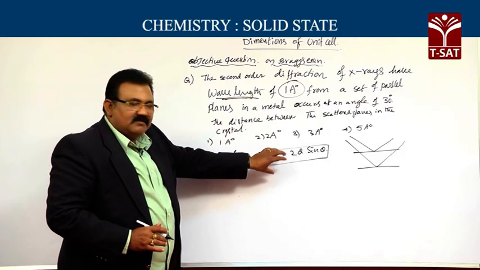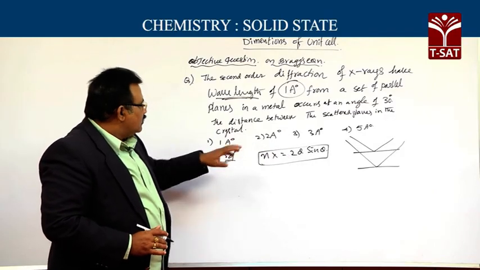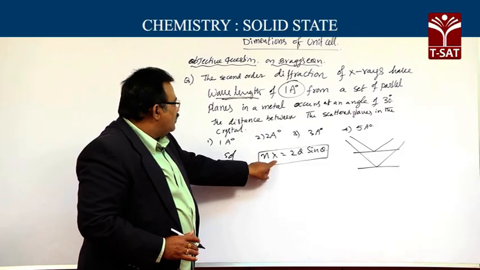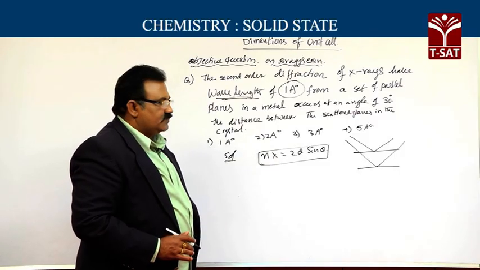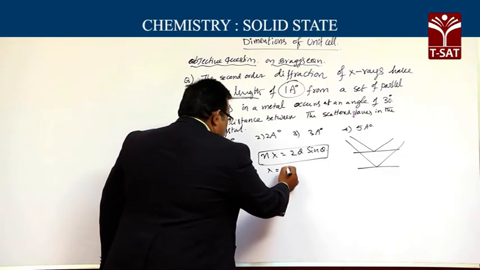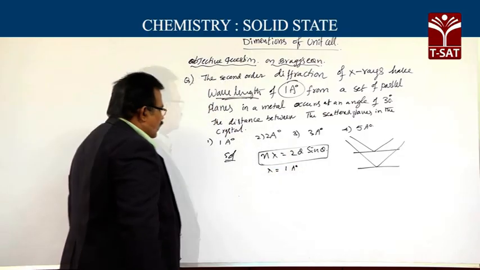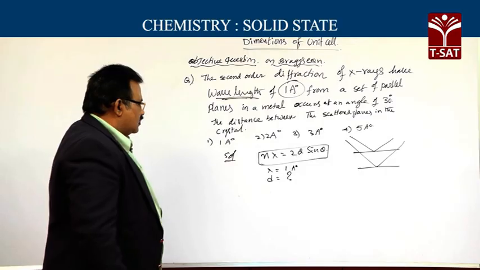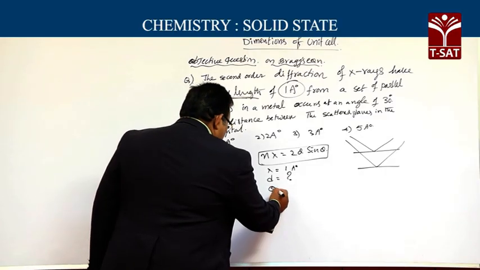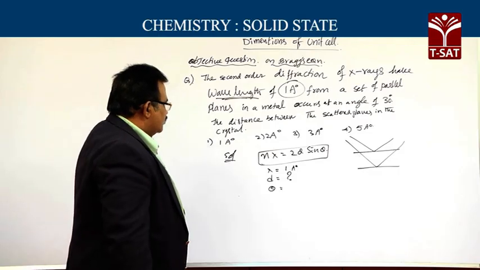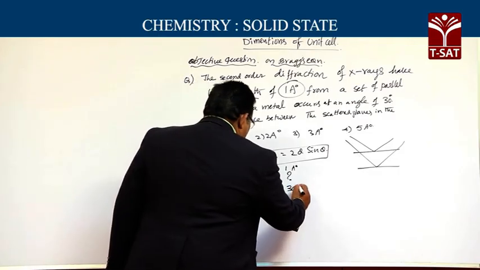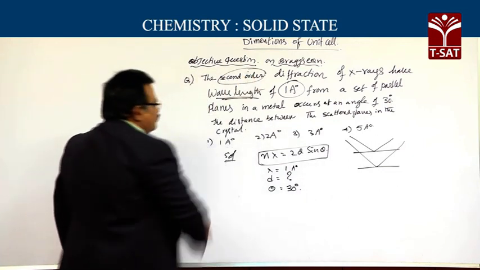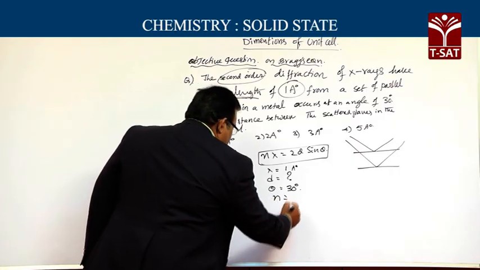So once you have recollected this equation, then again read the problem. So what is the wavelength given in the problem? 1 angstrom unit. So lambda is 1 angstrom unit, and the distance between the planes was asked, d is asked, and theta is 30 degrees. The second order diffraction, so n was given as 2.